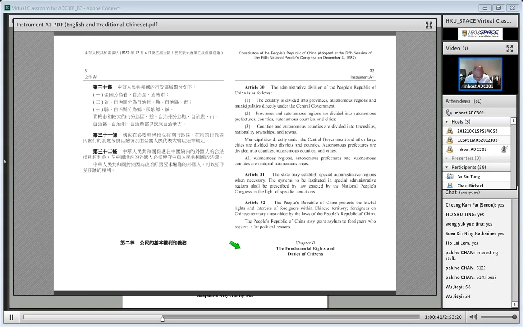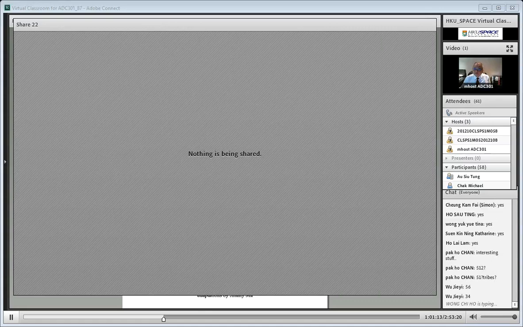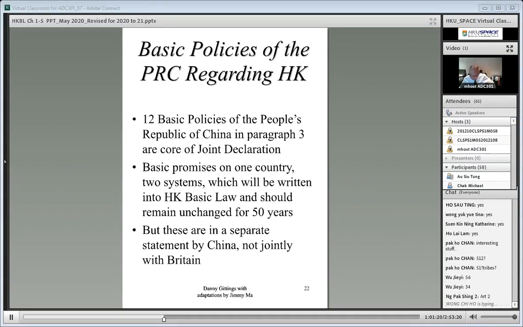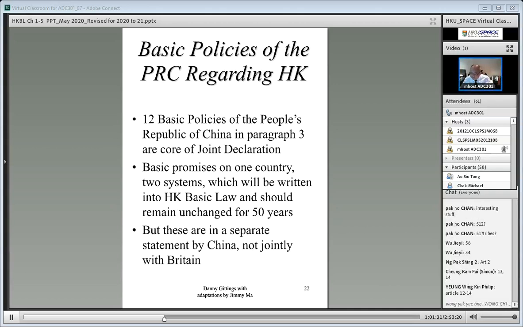Now the next basic policy is the Hong Kong SAR will be directly under the authority of the CPG of the PRC. Then the Hong Kong SAR will enjoy a high degree of autonomy, except in foreign and defense affairs, which are the responsibilities of Central People's Government. Article 2, yes, can we have 13 and 14?